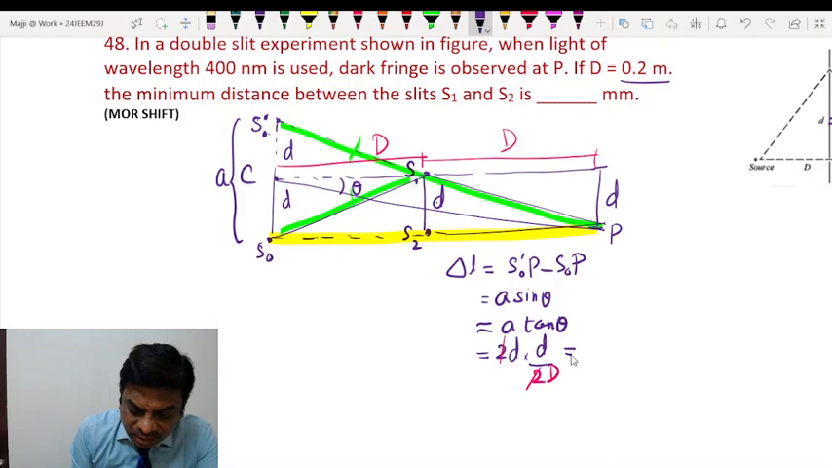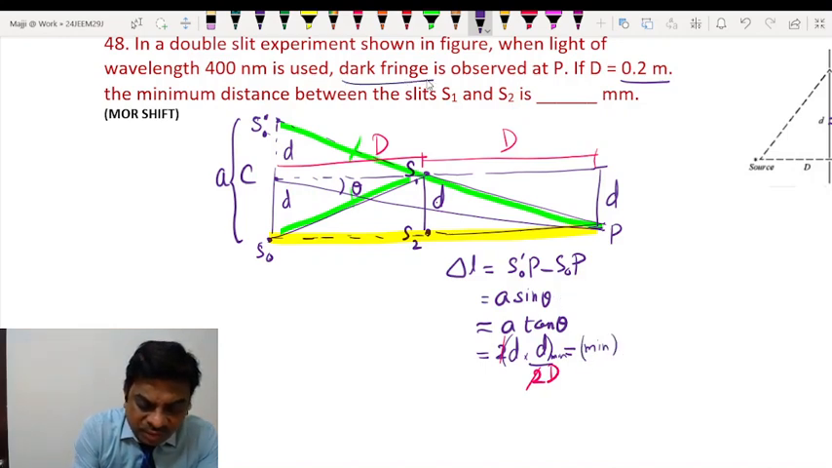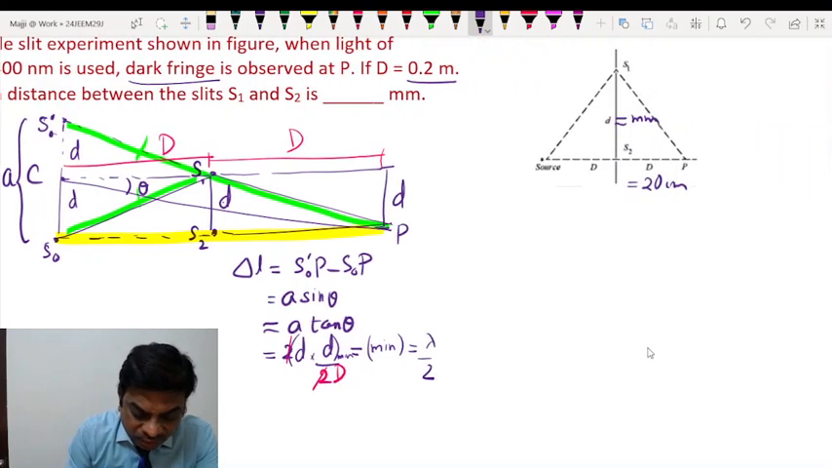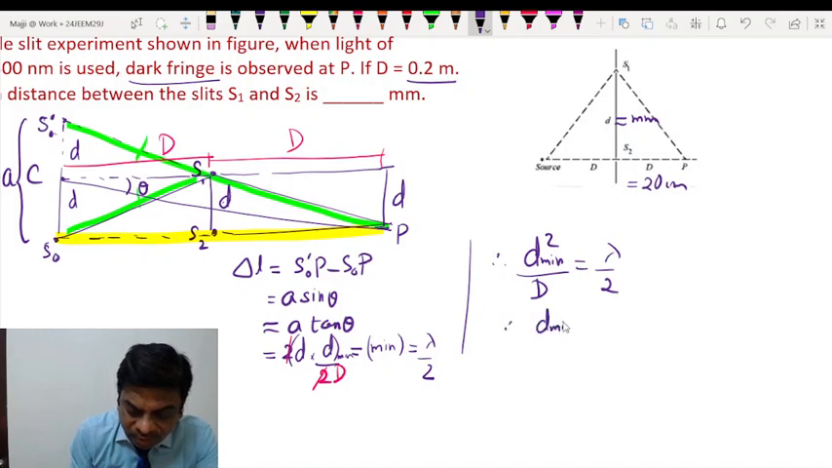So for this path difference, if you want to have the minimum value of d here, then we should ensure the minimum value of path difference which corresponds to a dark fringe. Okay, and that minimum path difference corresponding to a dark fringe is lambda by 2. So therefore I can write that the minimum value of small d whole square upon capital D is equal to lambda by 2. So minimum value of d. Capital D is 2 into 10 power minus 1 meter. Lambda by 2 is 200 nanometers.